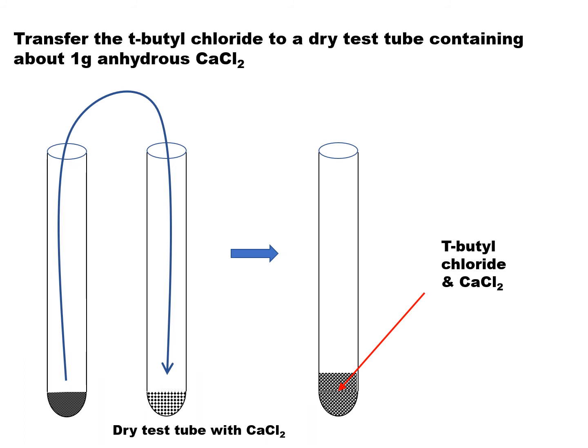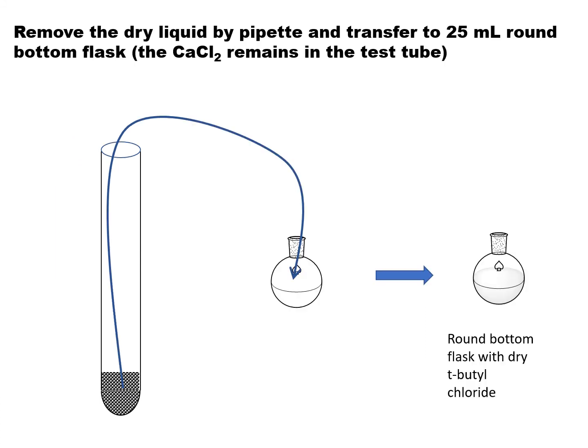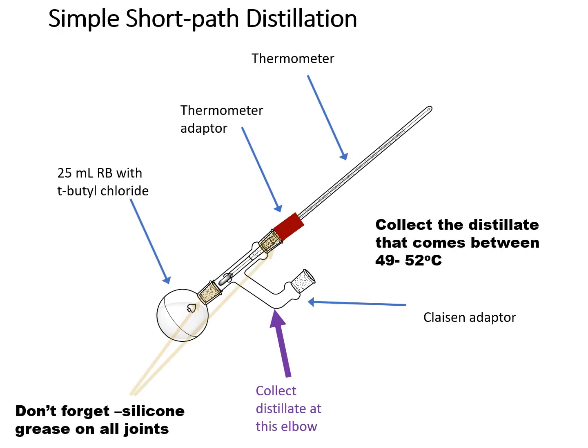You have to then transfer the organic layer into a dry clean test tube having about 1 gram of anhydrous calcium chloride, and take this sample again and transfer it to a small round bottom flask, about a 25 milliliter round bottom flask, and you undergo this simple distillation.